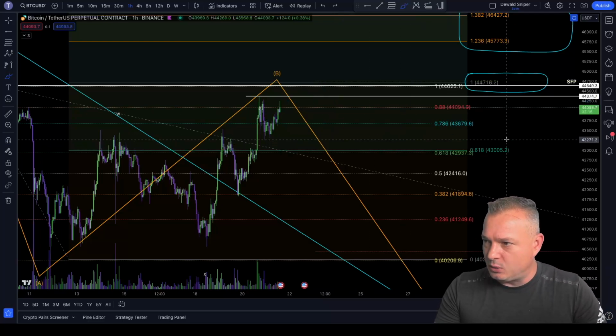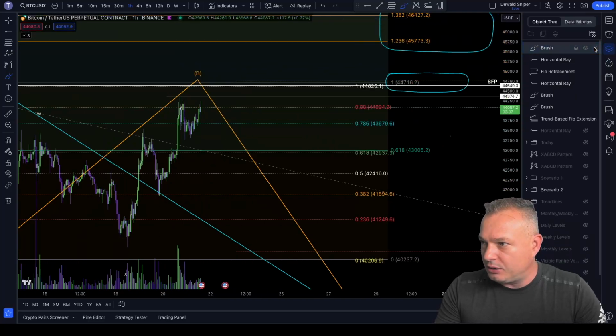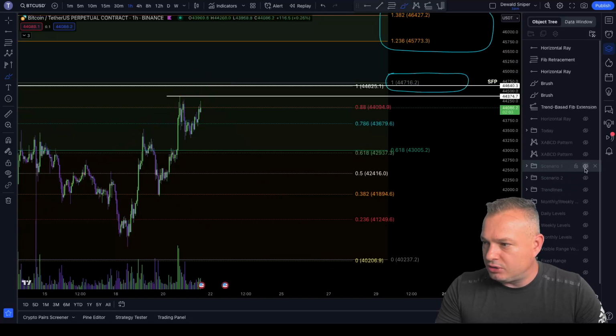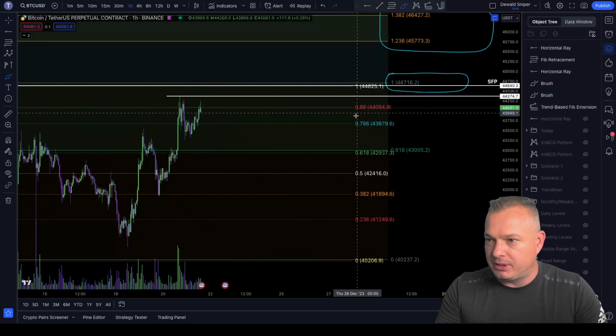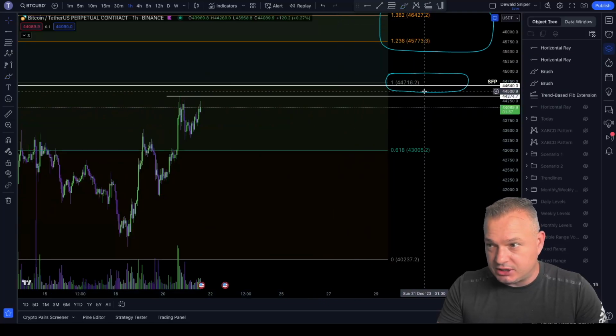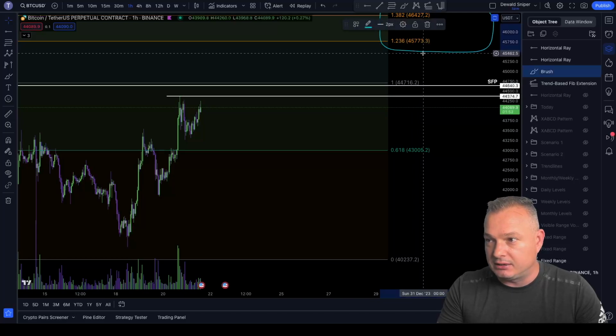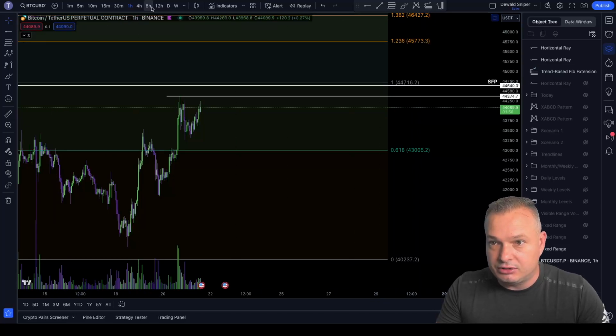What else? I think that's basically the scenarios that I wanted to take you through. The other scenario is, let's go back onto the 8 hour. Let me take the brushes out here. Switch scenario 2 off, just clean it up a bit. Okay, one scenario that I'm also watching is to say, what if we're going to have a deeper correction to the downside? Okay, so let's go on to the 8 hour.